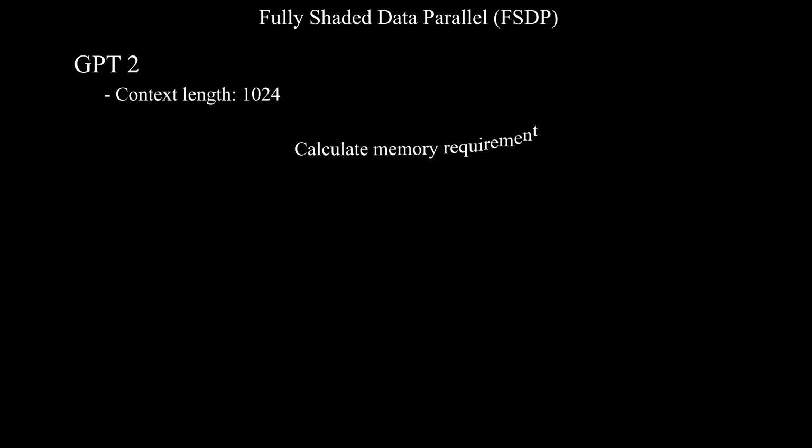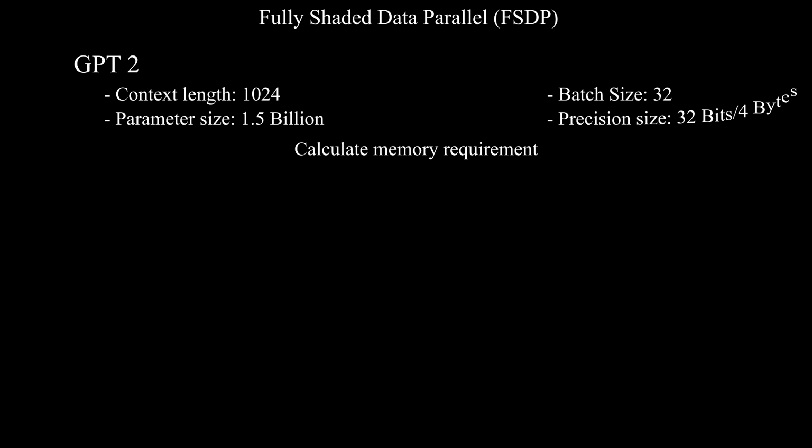Let's see an example to get this clearly. Let's say you wanted to train GPT-2 on its standard input context length, which is 1024 tokens, and let's see how much memory is required to train this model. We know the parameter size of GPT-2 is 1.5 billion parameters. Input context length is 1024, and we assume a batch size of 32 and a precision of 32-bit floating point.